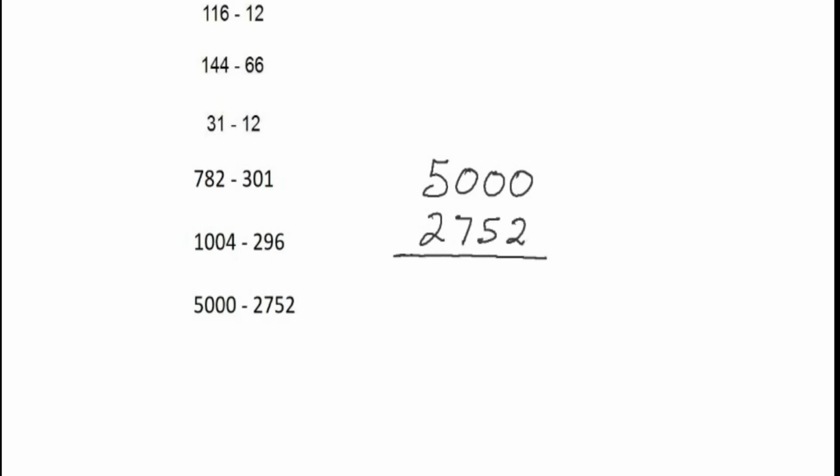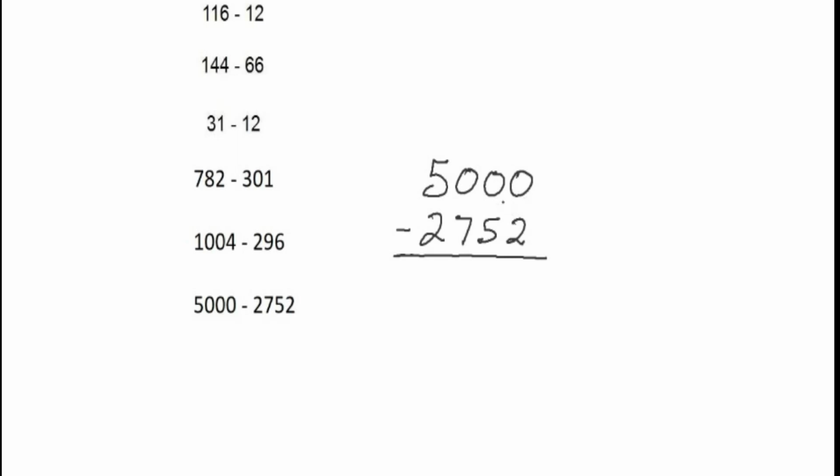Our next example is 5,000 minus 2,752. Because this problem was written in a horizontal format, the first step is to rewrite this problem in a vertical format, making sure that the second number is written at the bottom. And now we're ready to begin. Let's start subtracting in the ones column. We have 0 minus 2. We cannot subtract 2 from 0.